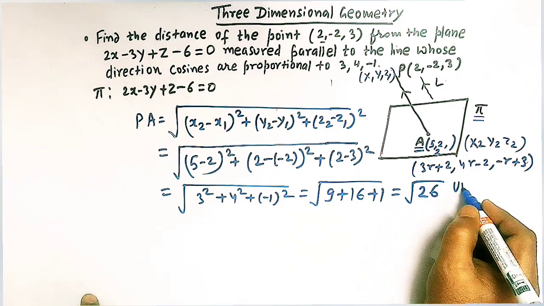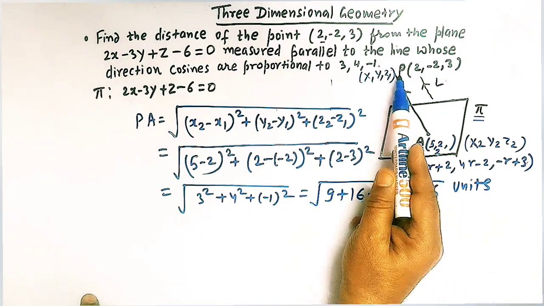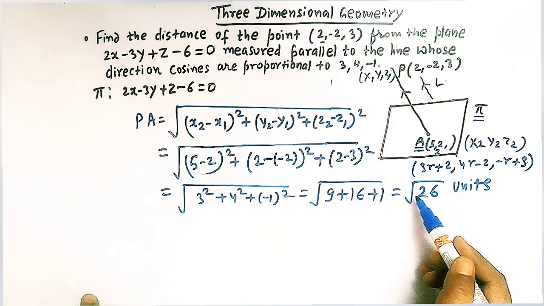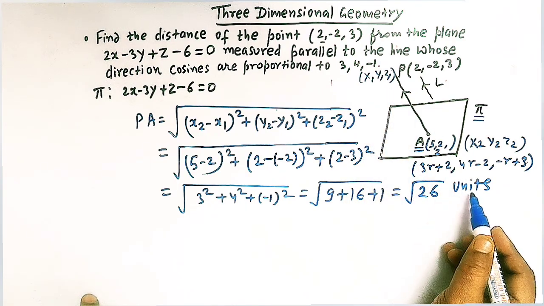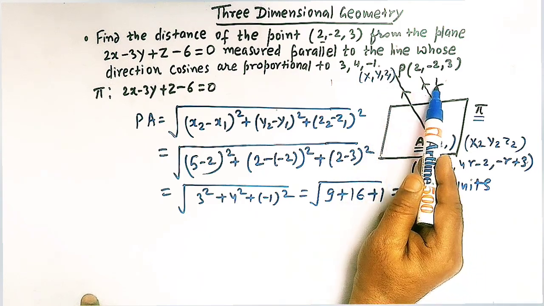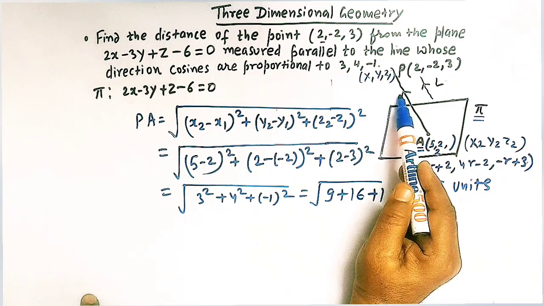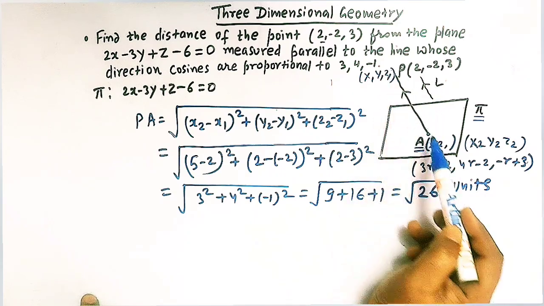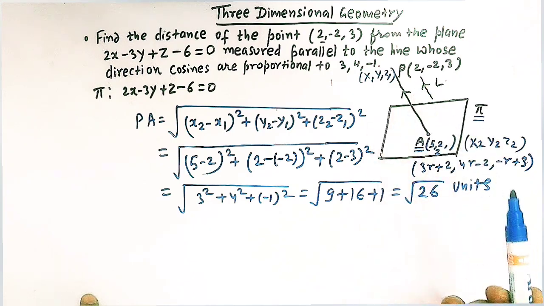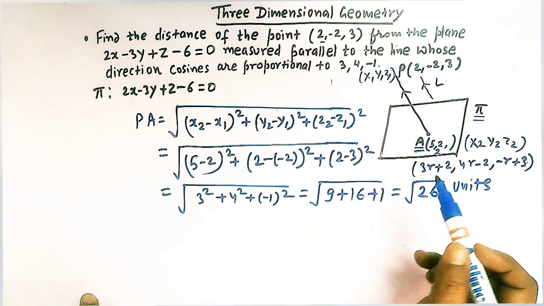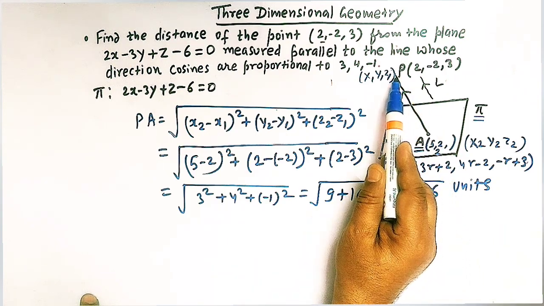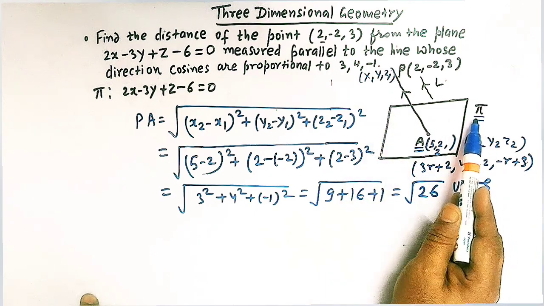26 units. So the distance of this point P from this plane pi is square root of 26 units. And remember, this distance is measured along this line L, right? So the direction ratios of this line, that is PA, and this line L are equal or proportional. And remember, this distance is not the perpendicular distance of this point P from this plane pi.